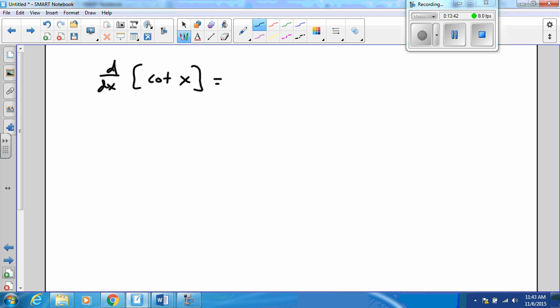The derivative of cotangent x. I'll bet you know how to do this. Make it happen. Go. You could do it as 1 over tan, actually. But 1 over tan is the hard way. The easy way is cosine over sine.